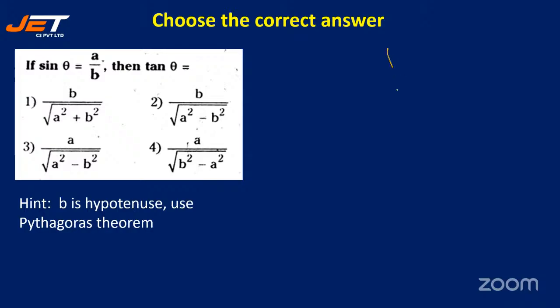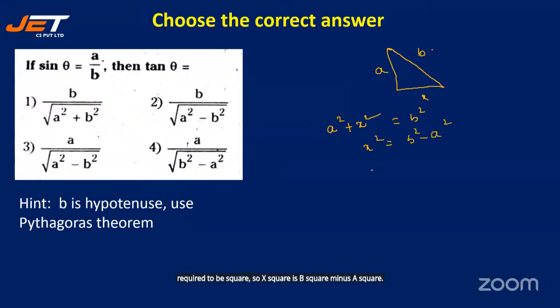Right. So what is sin theta? Opposite side by hypotenuse. So how about this? A square plus, let this be x, is equal to b square. So x square is b square minus a square. So x will be root of b square minus a square, right?